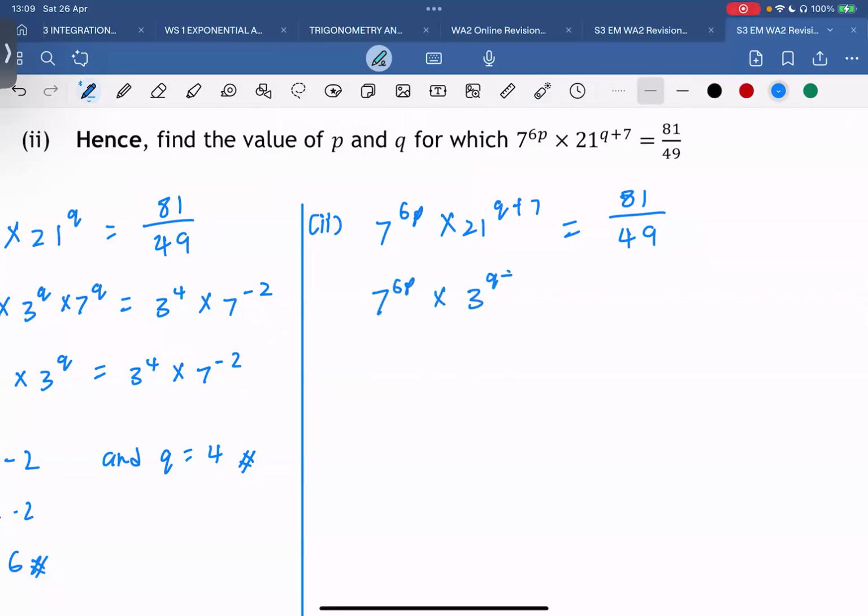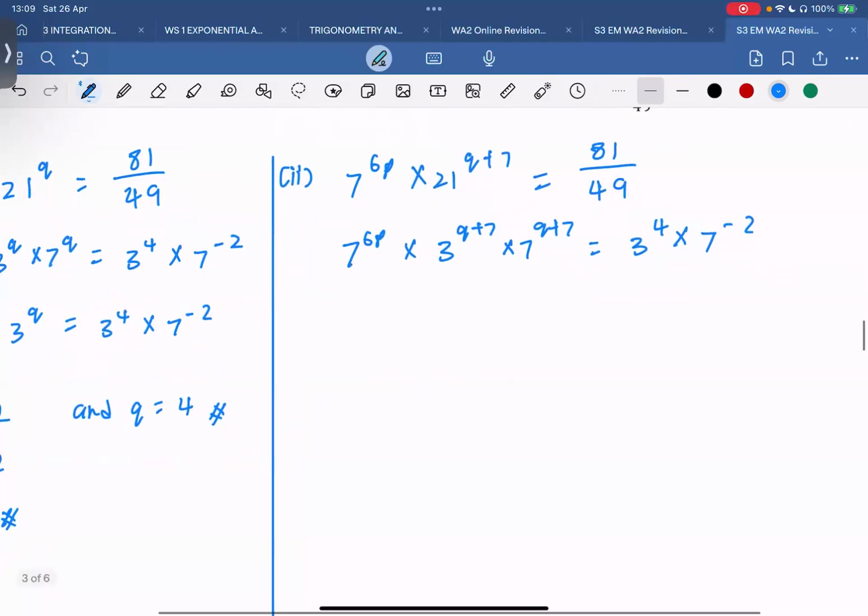So 3 to the power of Q plus 7 times 7 to the power of Q plus 7 equals 3 to the power of 4 times 7 to the power of negative 2. Okay, simplify the 7s. We will have 6P plus Q plus 7.